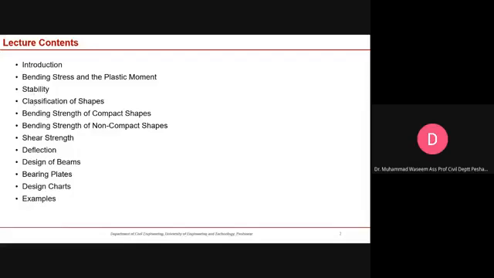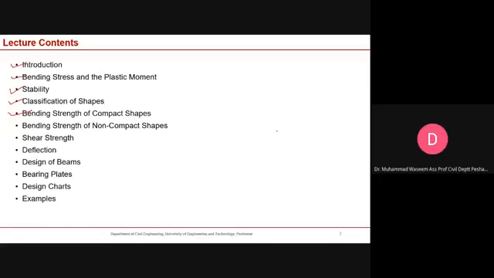Now we will have a discussion on the classification of the shapes, basically what are the different shapes we are going to use as beams or girders. Then we will see how we can calculate the bending strength of the compact section. We will also discuss the three kinds of sections: compact sections, non-compact sections and slender sections. Up to here we will cover all these topics in this class, and in the next class we are going to cover the remaining topics.